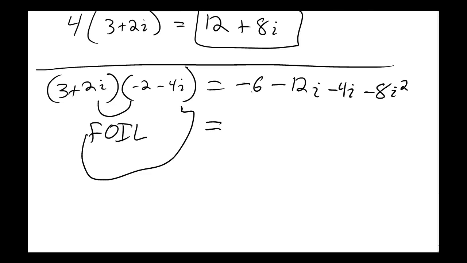So, this is going to lead us to something. On the one hand, I've got negative 6. These are like terms. It's very simple to add them together. I'm going to get negative 16i.